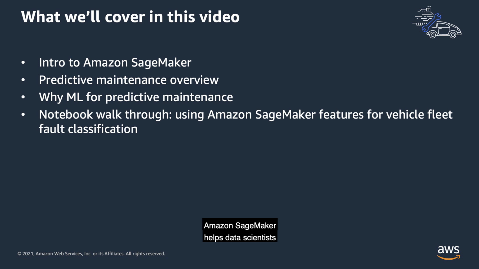Amazon SageMaker helps data scientists and developers to quickly prepare, build, train, and deploy high-quality machine learning models by bringing together a broad set of capabilities purpose-built for ML. We'll be working in SageMaker Studio for this demo.